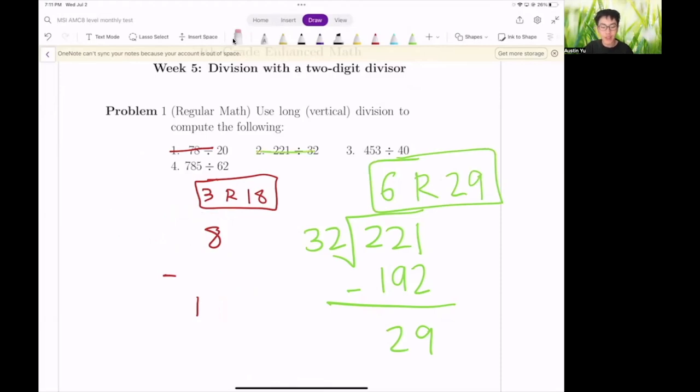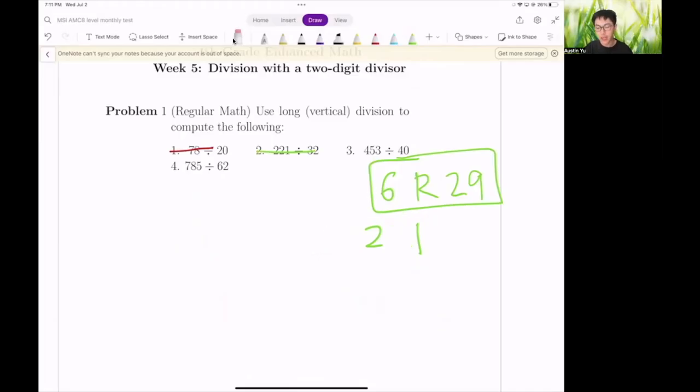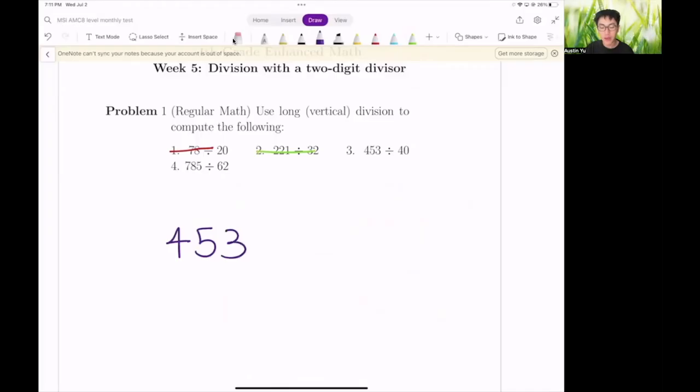And now let's erase this board so we have a fresh canvas to work with, where we're given problem 3, 453 divided by 40. And this time it gives us an easier way, right? Because the first two digits you see are already larger than 40, which means we can divide right away. And we only focus on the left two numbers first of the inside number. So let's see, 45.